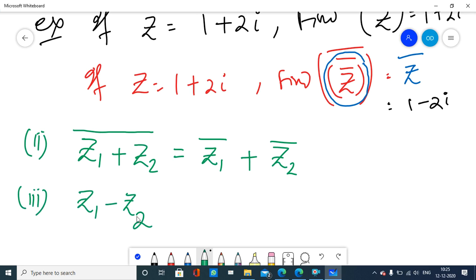Similarly, if z1 and z2 are two complex numbers, then z1 minus z2 whole conjugate is equal to z1 conjugate minus z2 conjugate.